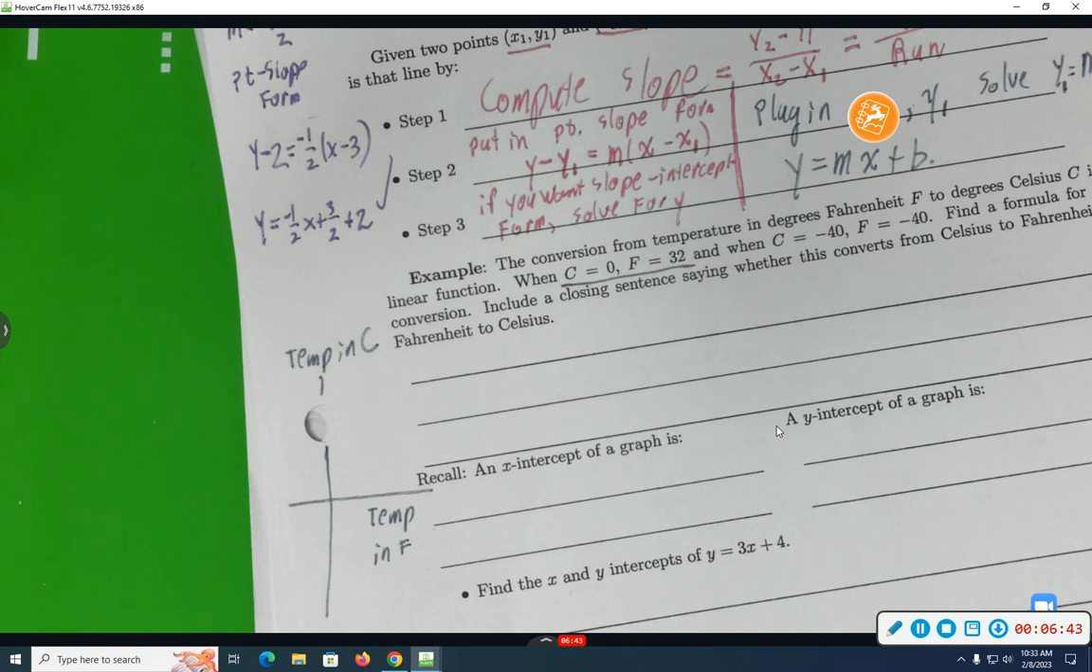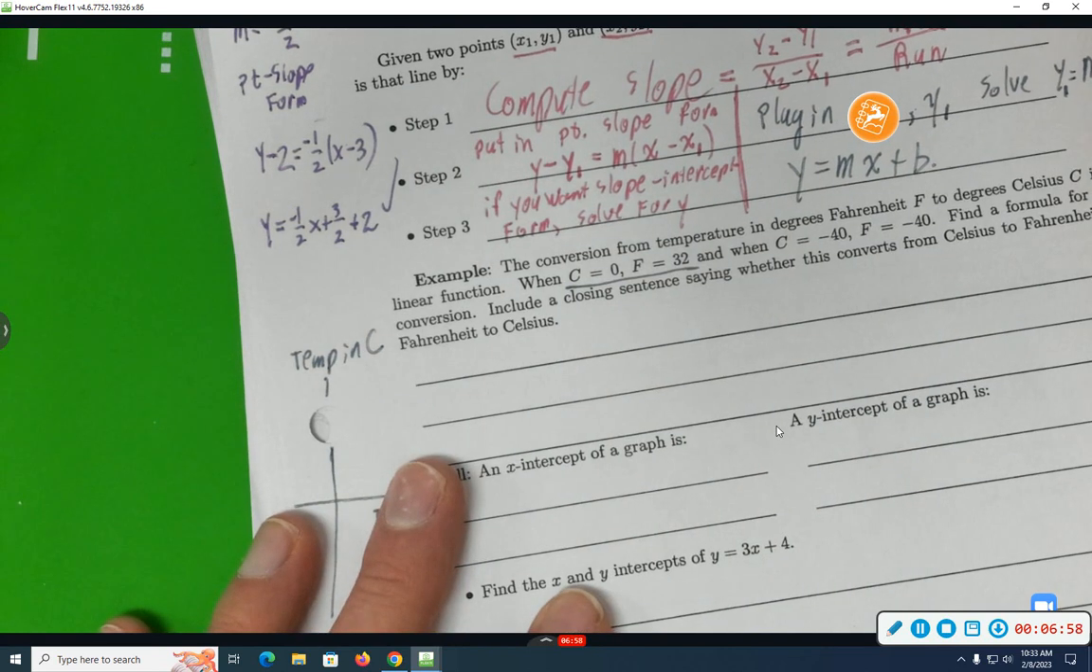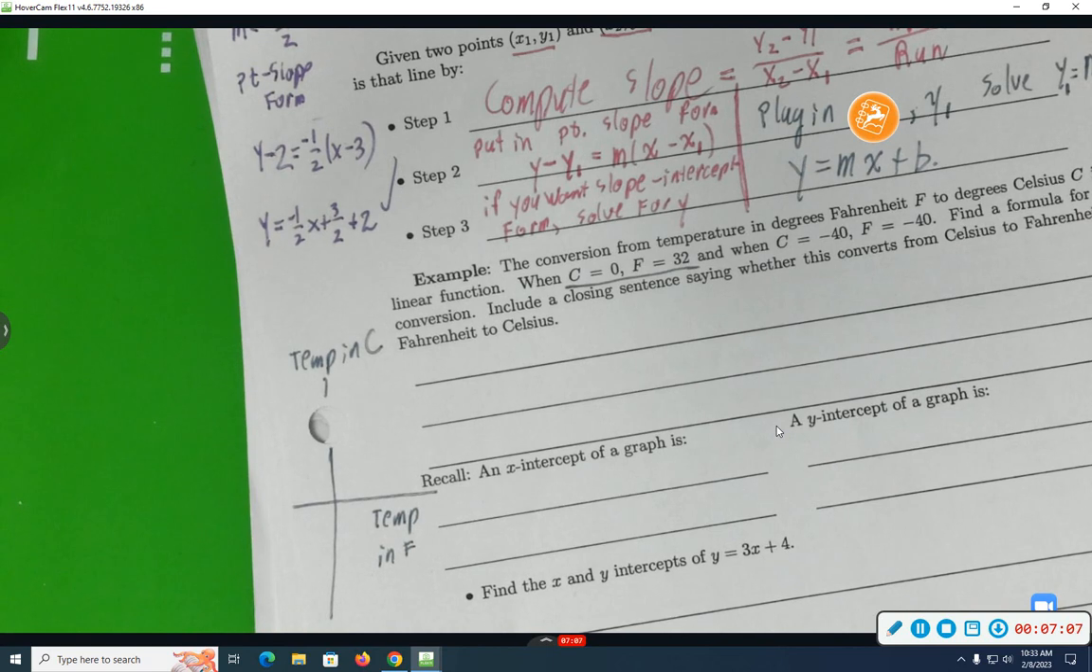What other facts might you know about Fahrenheit and Celsius? What's another thing you know about those temperature systems? Water boils at 100 degrees Celsius. So, yeah, water boils at 100 degrees Celsius. So what is the basis of Celsius?